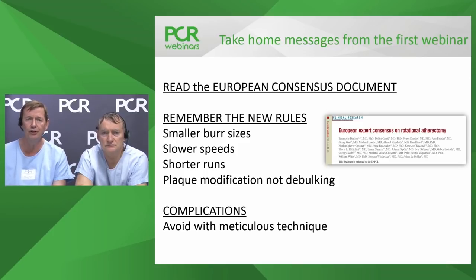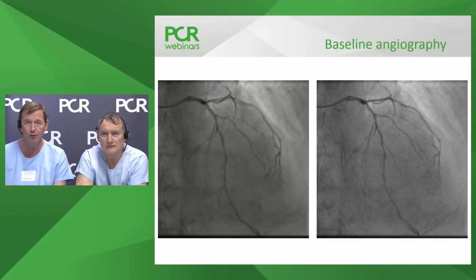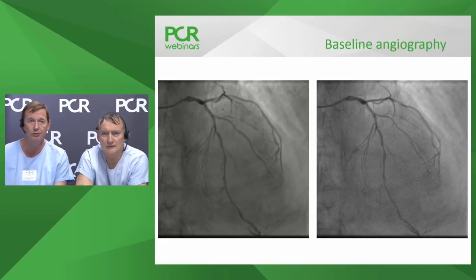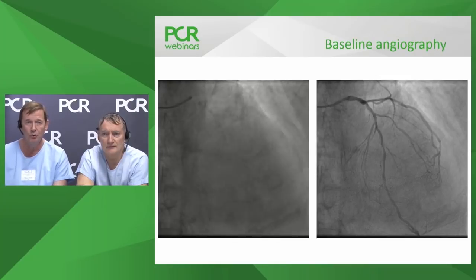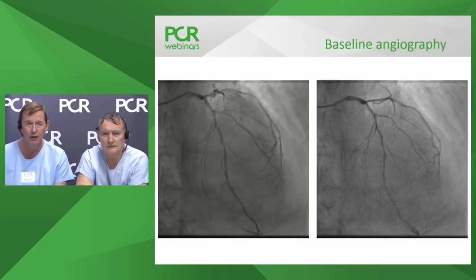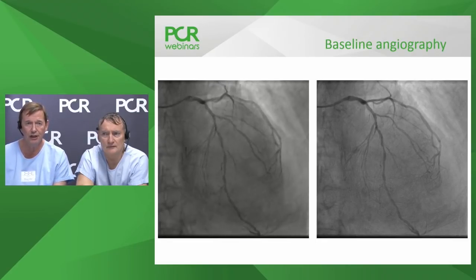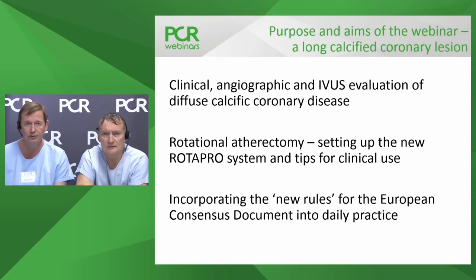The new rules are essentially that plaque modification using smaller burr size, slower speeds, shorter runs will give you good stent outcomes without the complications which have traditionally been associated with rotational atherectomy. We talked a lot about complications, and the key message was to avoid them by learning how to do things properly. Just to give you a little hint, this is an angiogram of our case, which we're going to hear about in a moment. If you stick with us during the webinar, we're going to have a masterclass, I hope, in how we can use modern skills of rotational atherectomy and intravascular imaging to deal with this in a safe and contemporary manner.